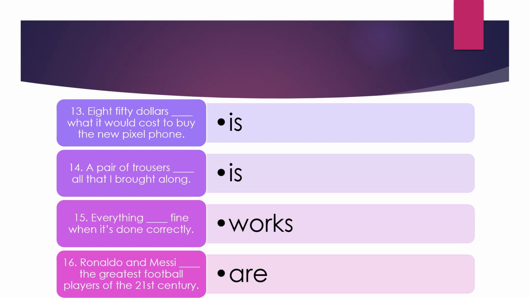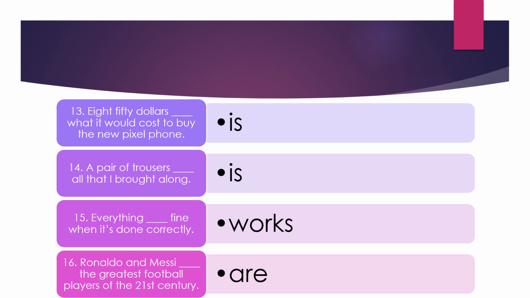A pair of trousers ___ all that I brought along. So a pair of trousers. Now, had it been only trousers, we would have used a plural. But because it is a pair, pair is treated as a singular entity. A pair of trousers is all that I brought along. Everything ___ fine when it's done correctly. Everything, everyone, everybody. Such words, when used as a subject, will always take a singular verb. Therefore, everything works. A singular verb means it ends with an S.